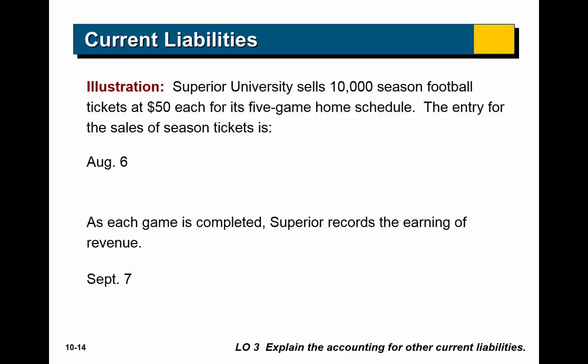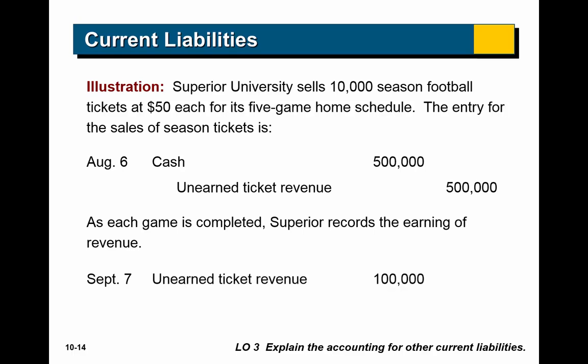Here's an example. Superior University sells 10,000 season football tickets, $50 each. I wish I could buy season tickets to my local university for $50 a piece, but I can't. The entry for the sale of the season tickets is cash goes up by $500,000 and unearned ticket revenue goes up by $500,000. Then, as each game is completed, Superior records the earning of the revenue by reducing or debiting the unearned ticket revenue account and recording it as revenue at that time.